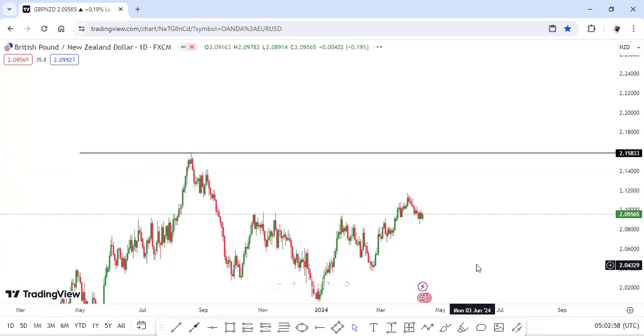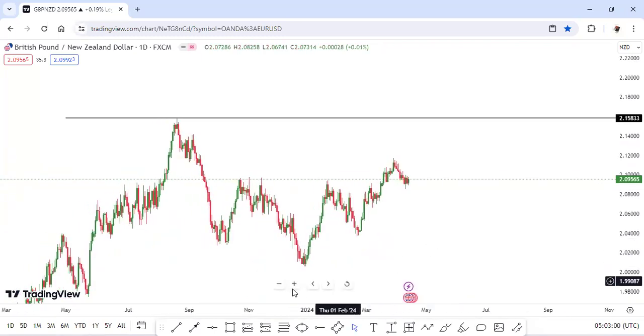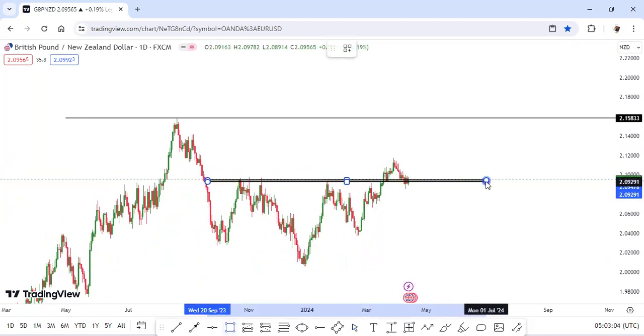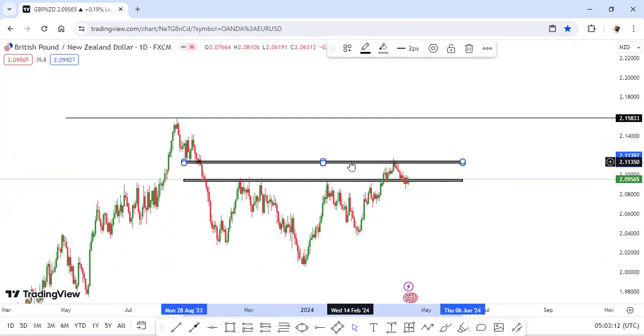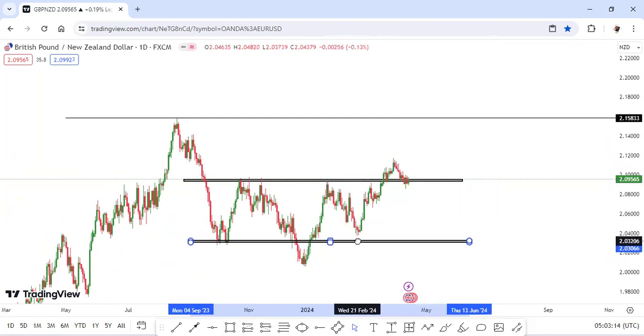So now on my daily here, I will pull up my rectangle and draw my resistance zone here. My resistance zone will come up something like this. Then I will clone this to get another particular zone here.